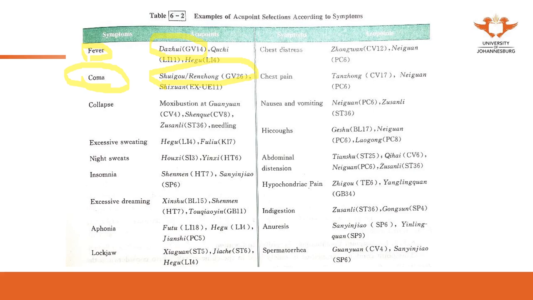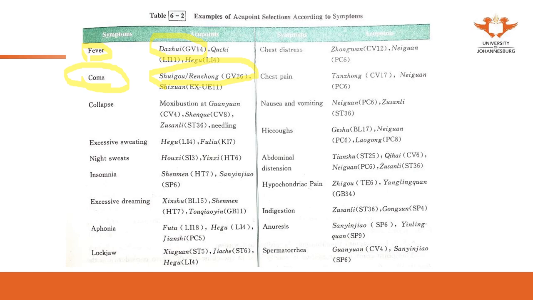We can use Shixuan, the extra points on the fingertips. We also use prick for bleeding. So for Shuigou, GV26, we're going to use the bird pecking. For Shixuan, we're going to use prick for bleeding.